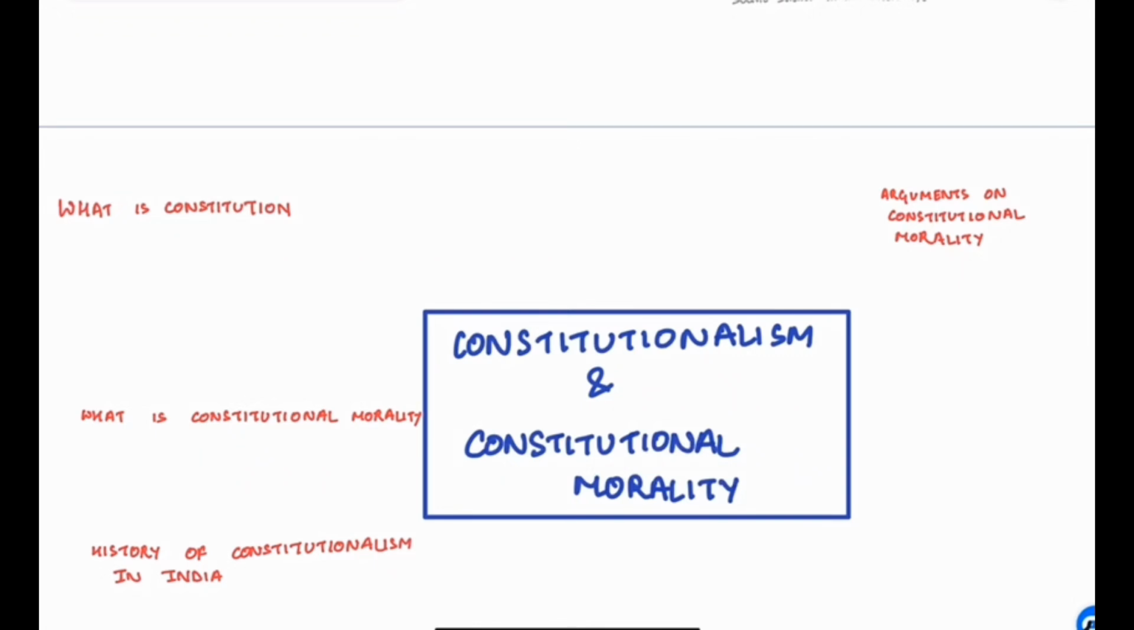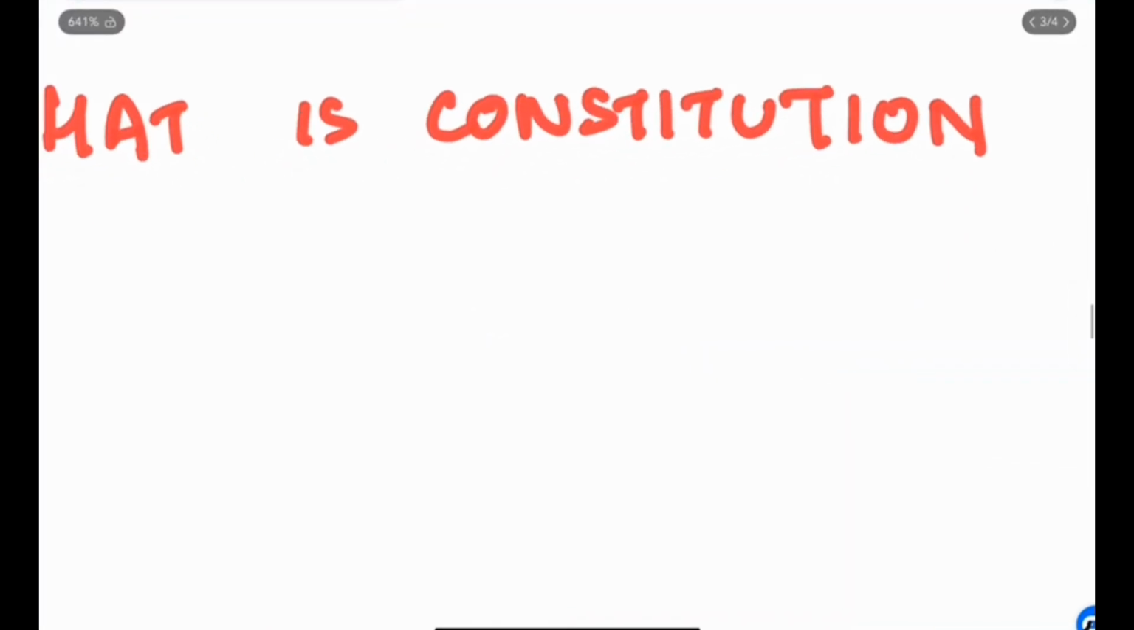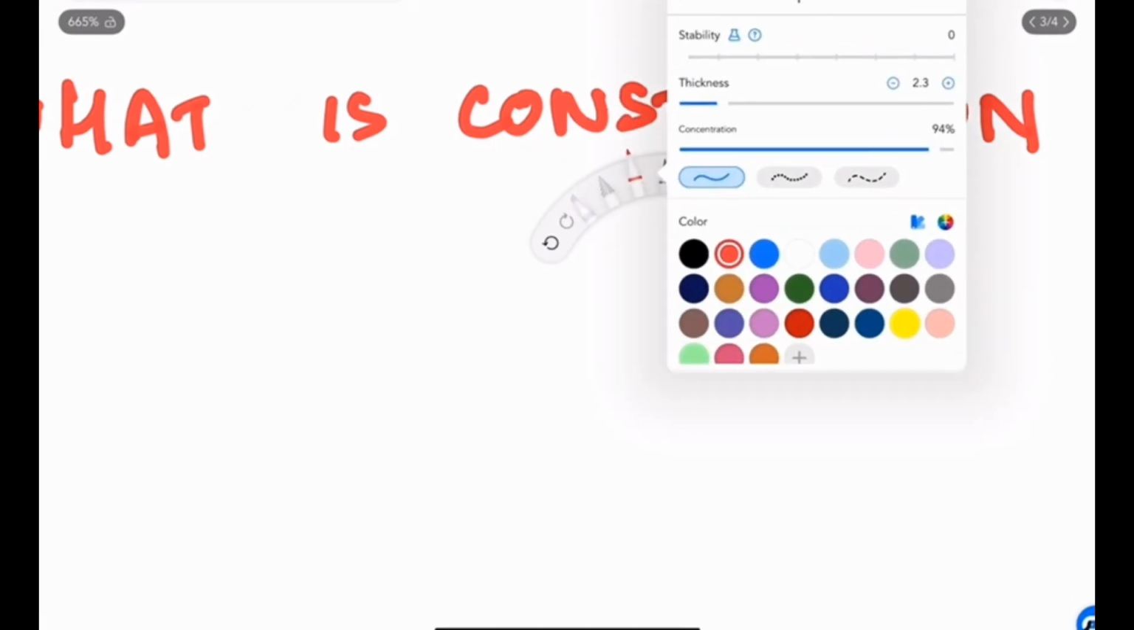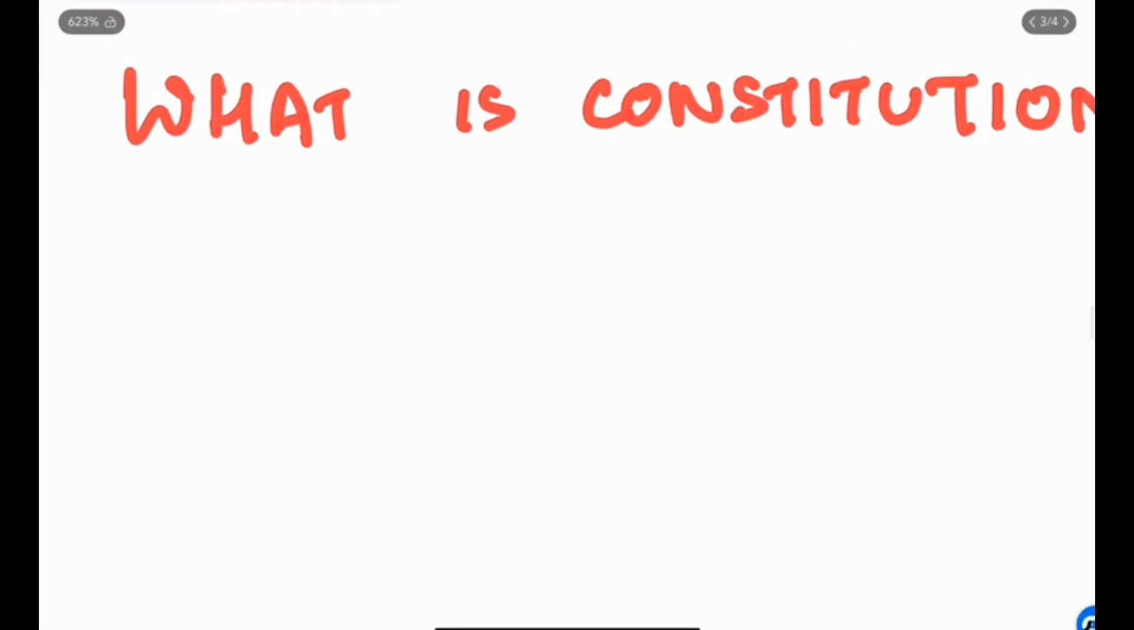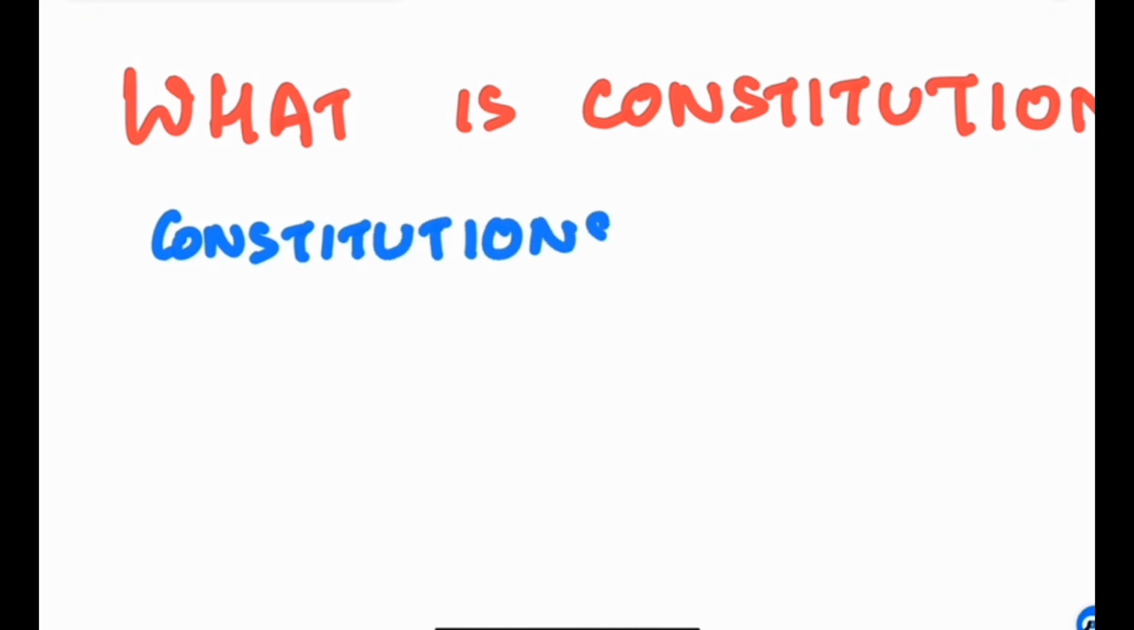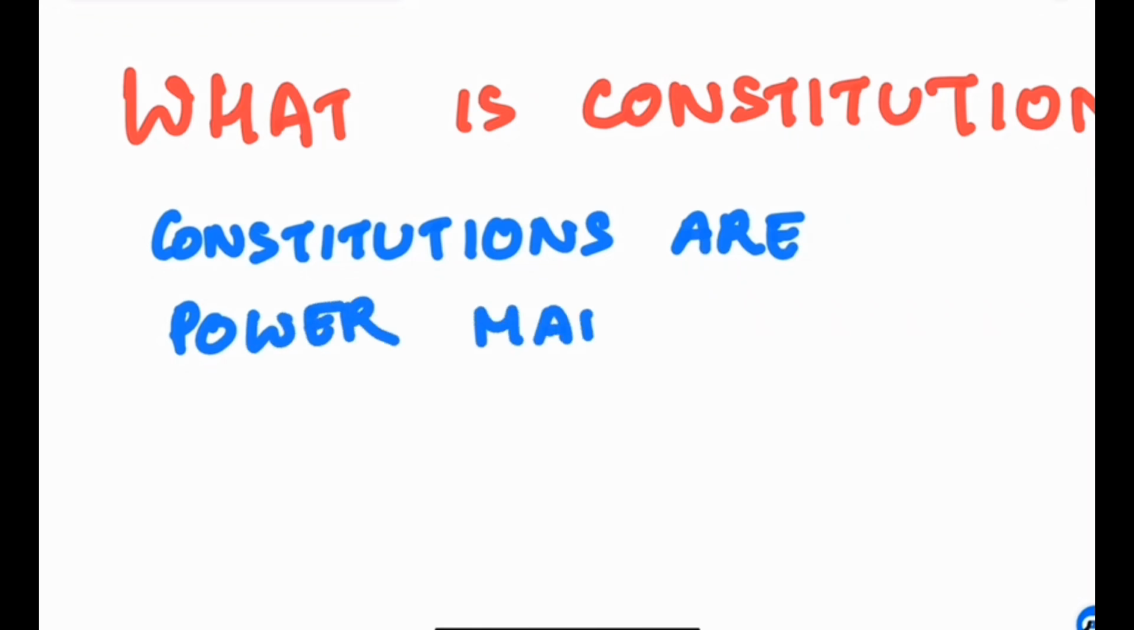So now let's see what is a constitution. These are the broad areas that we need to cover. Let's start with the topics. What is constitution? So in simple words, constitutions are power maps. They are called power maps because they define the powers of different branches of the government.